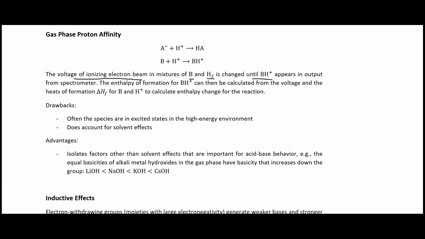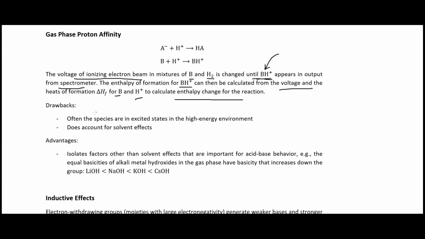And so they're actually measuring the amount of this protonated base using mass spectrometry. So they look at the output from the spectrometer and find that they have this BH plus here. And so the enthalpy of formation of the BH plus can then be calculated from the voltage that was required to have this appear in the mass spectrometer, and the heats of formation for both the base and H plus in order to calculate the enthalpy change for the reaction.